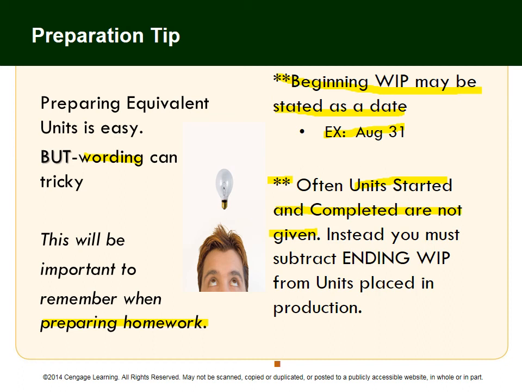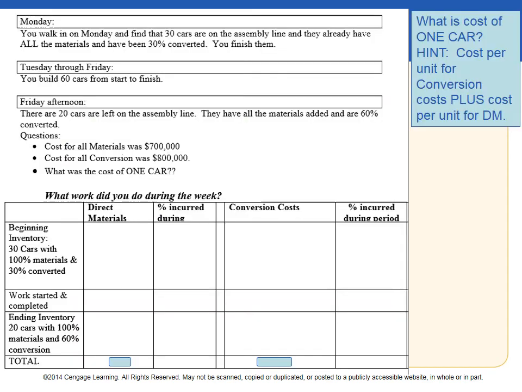So if they tell you how many units are started, they need to also tell you how many are left over in ending work in process. If they tell you the number of units started and completed, you don't need to subtract out ending work in process. Yes, I know that's a bit confusing, but maybe after a couple of tries with your homework.